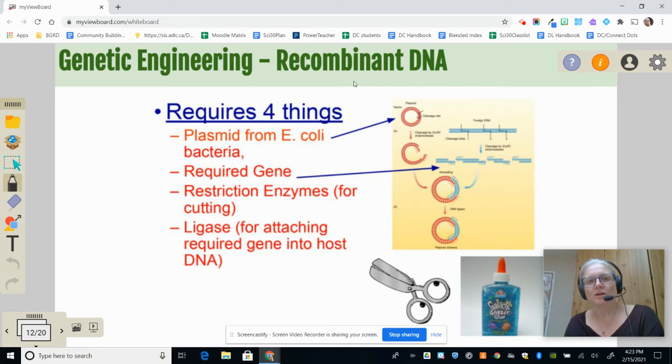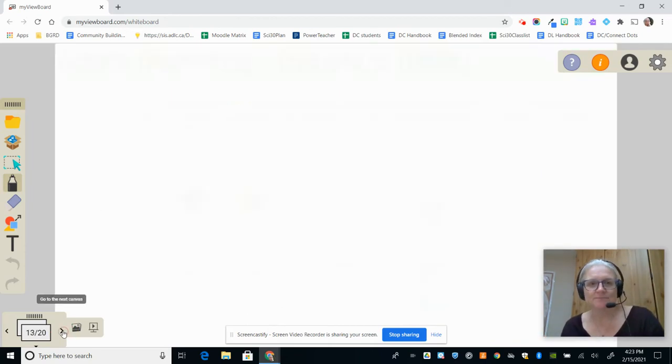So when you're looking at recombinant DNA, there are four main things you need to have. You need the original DNA, or in this case, a plasmid, a circular DNA from bacteria. The gene that you want to put into that DNA. You need restriction enzymes to cut that plasmid. And then you need ligase, which is like a glue enzyme, to snap this new piece into that plasmid. Okay, so that's if you're cutting and recombining DNA. Those are some of the pieces you need.